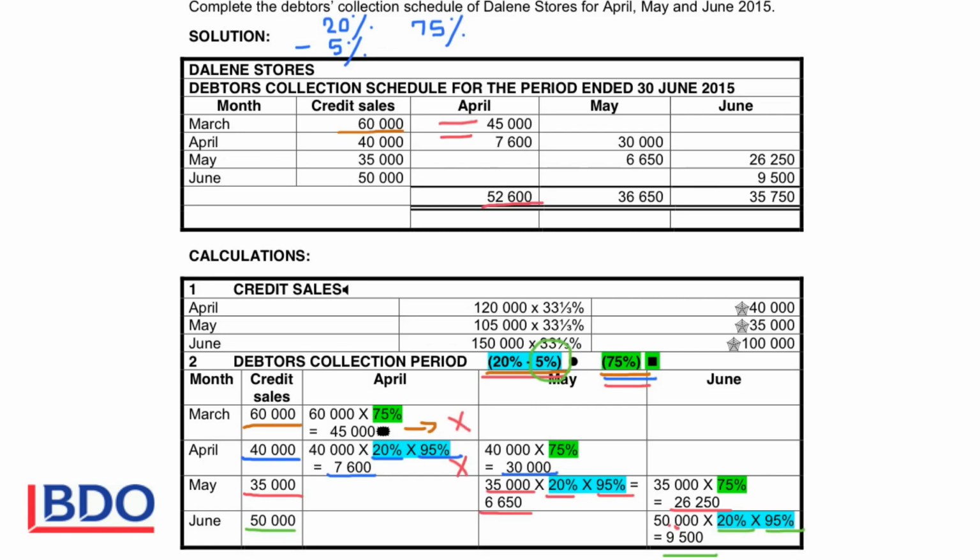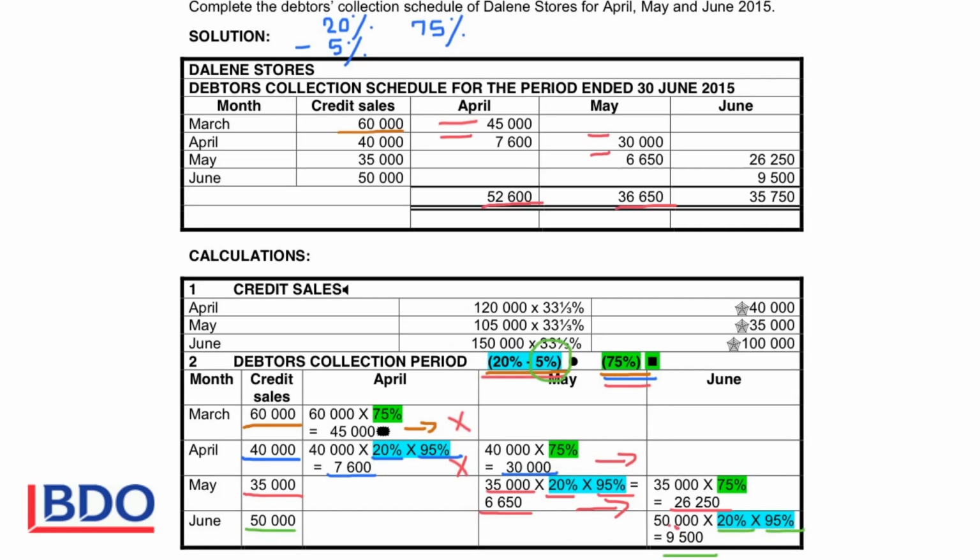Then for May, the total amount of the sales in April that we will receive in May will be 30,000. Of the sales during May, we will receive 6,650. So I show those two figures in my debtors collection schedule, add up and show that the total amount that we will receive during May will be 36,650.